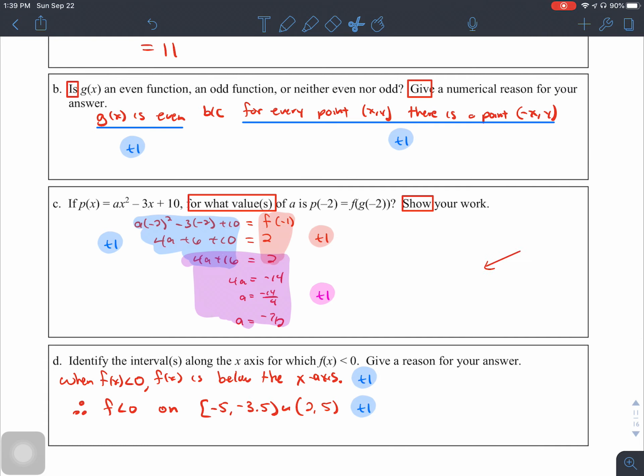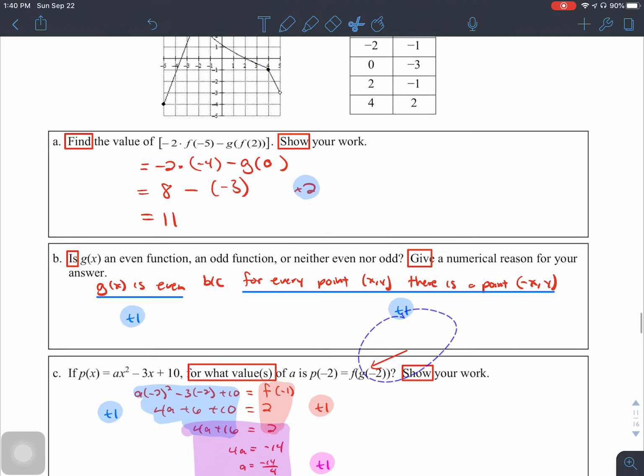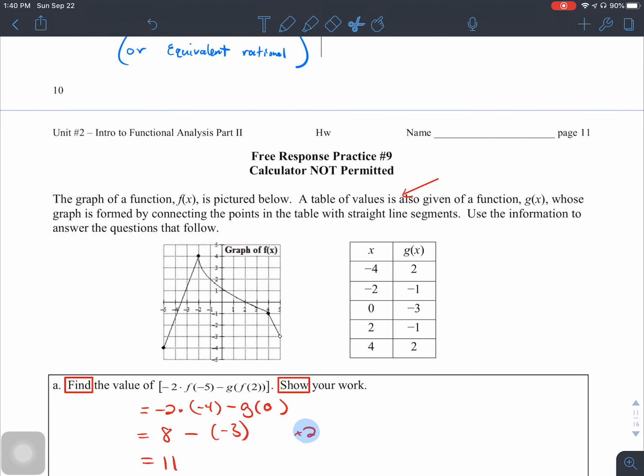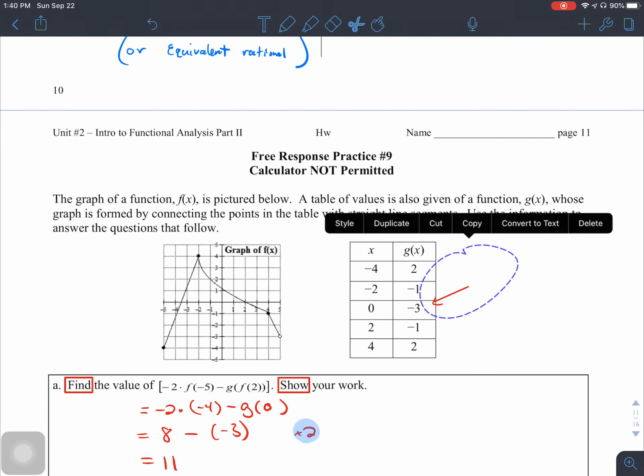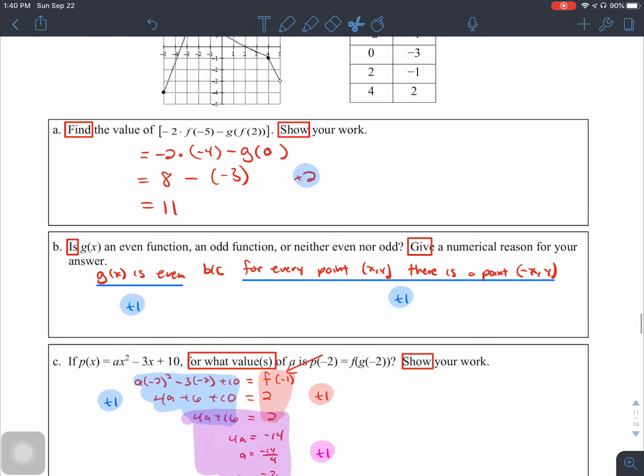C is worth 3 points. If p of x is ax squared minus 3x plus 10, for what value or values of a is p of -2, meaning we're going to put a -2 in for these x values, which is what I did here, equal to f of g of -2. So using your table, figure out what g of -2 is. This is g, -2 gives us a -1. That's why I have -1 there.